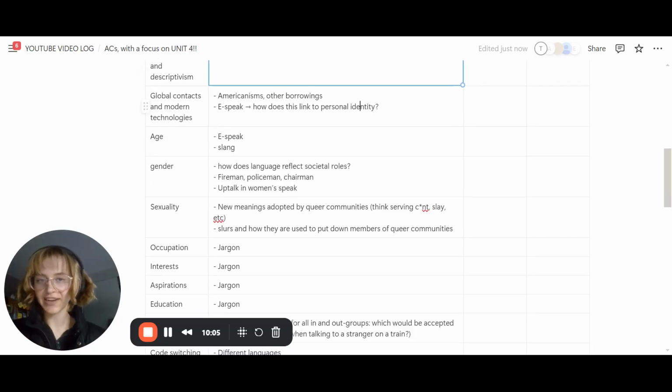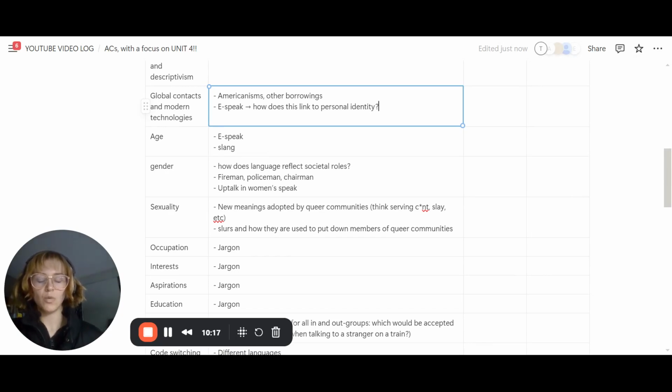Global contact and modern technologies. This is an interesting one. So look at your AC and think, are there borrowings from other languages or other Englishes? Think about global technology. So what sort of effect has the internet had on this transcript? What sort of speech has come from things like character limits on Snapchat and whatever? Are there emojis in the text? How is that relevant to globalization and modern technologies? So things like graphemes and emojis, hyperlinks, all of that stuff is relevant.